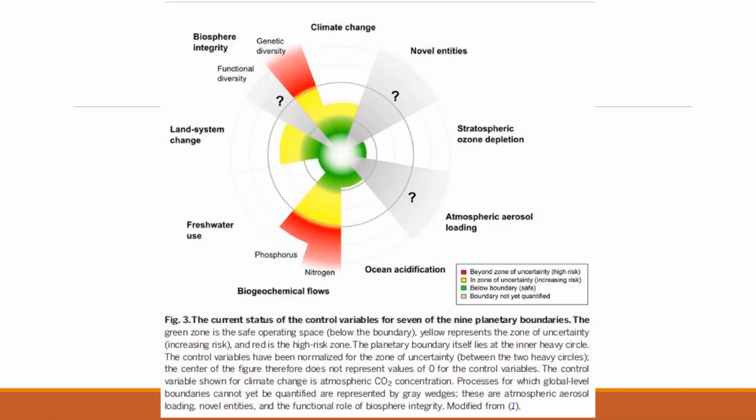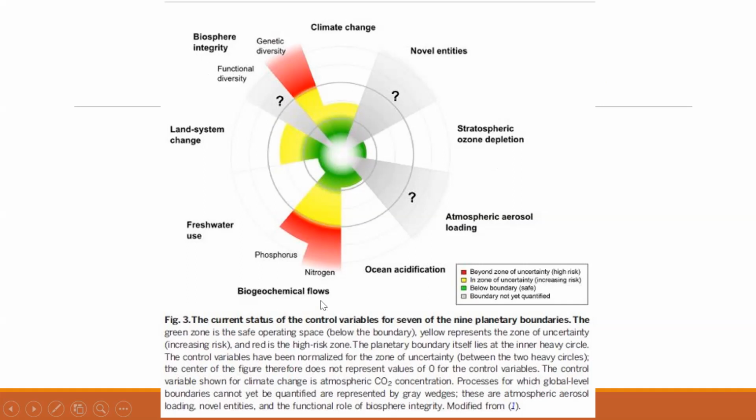So these are the different components of the planetary boundaries framework. Note that the bold writing is the boundaries. So we have biosphere integrity, land system change, freshwater use, biogeochemical flows, ocean acidification, atmospheric aerosol loading, stratospheric ozone depletion, novel entities, and climate change.